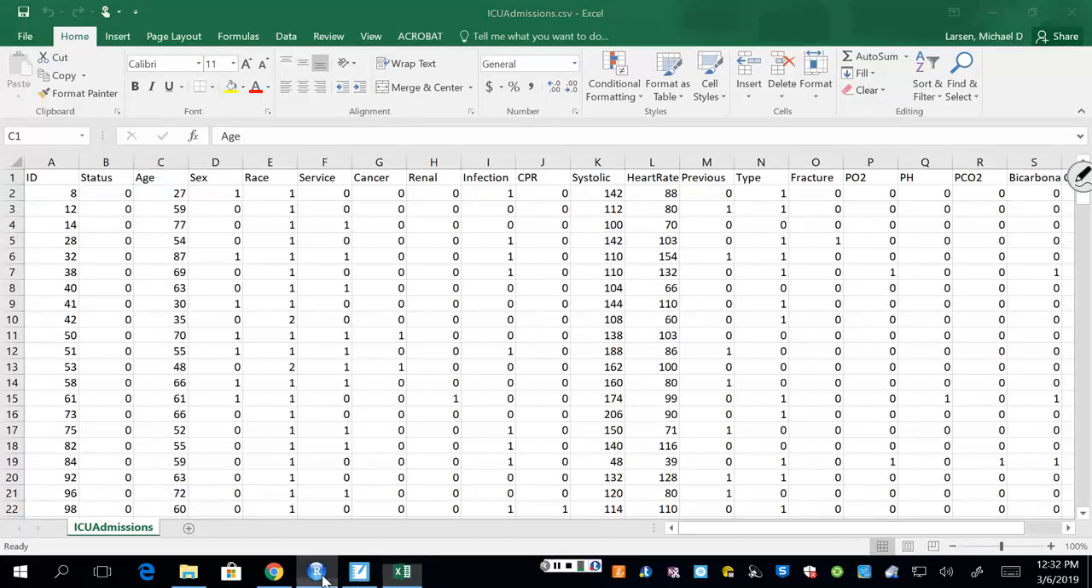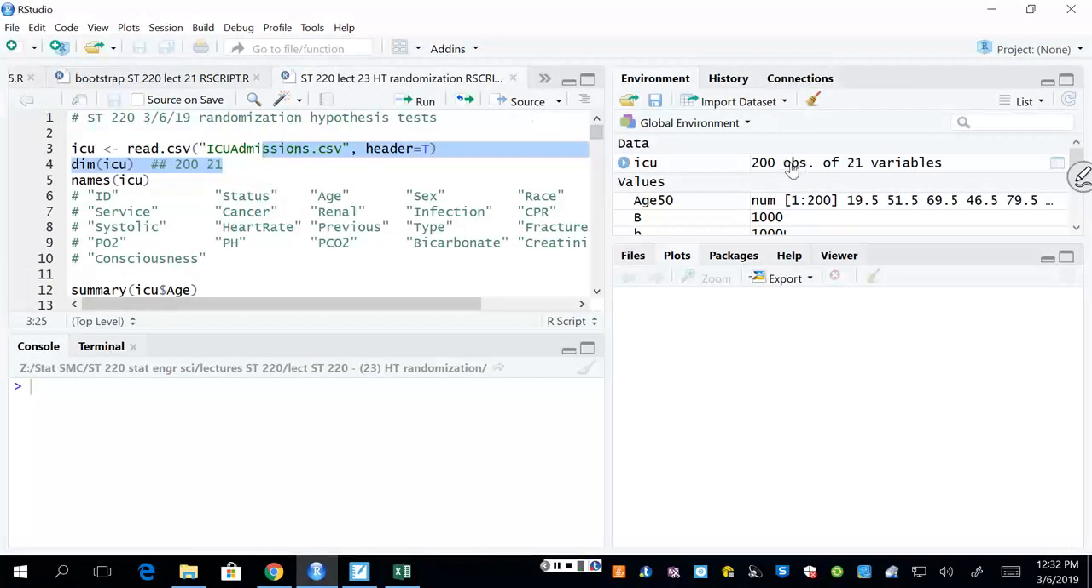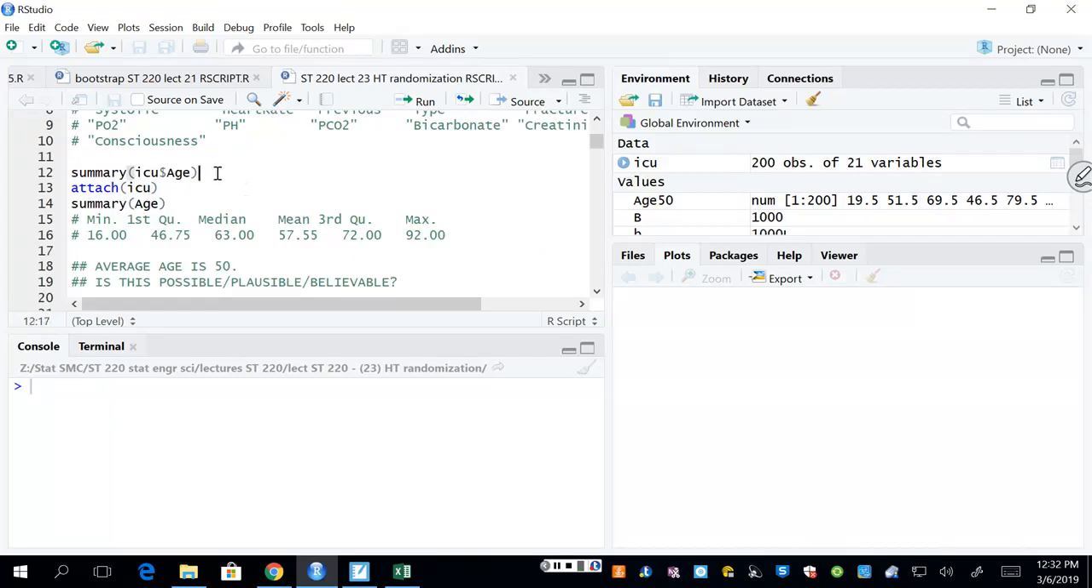If this is a random sample of individuals coming into an ICU, we have their age recorded there. There are all these different variables there. Summarizing the ICU data, the average ICU age is 57.55. So the sample average is 57.55.